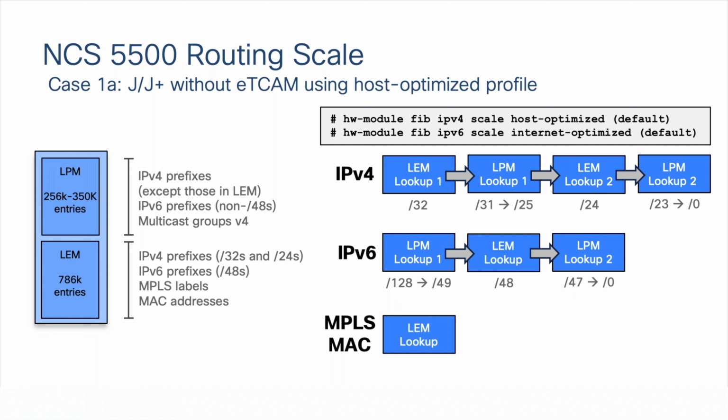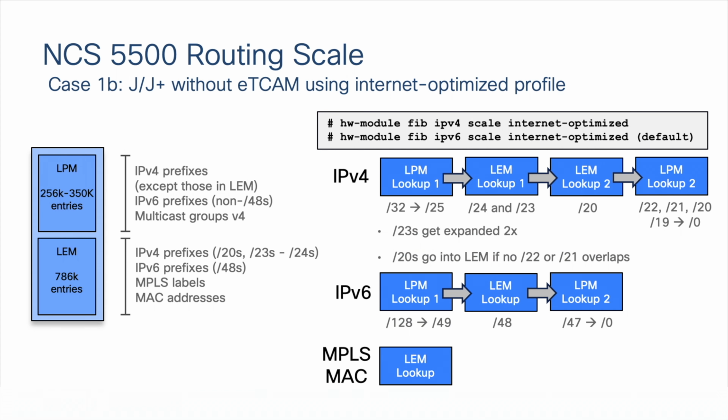IPv4/32 and /24, IPv6/48, MAC addresses and MPLS labels are stored in LEM. The rest will go to LPM. That means v4, v6 and multicast entries. And it's a smart thing considering that IPv4/24 and IPv6/48 are the larger route population in the internet table.